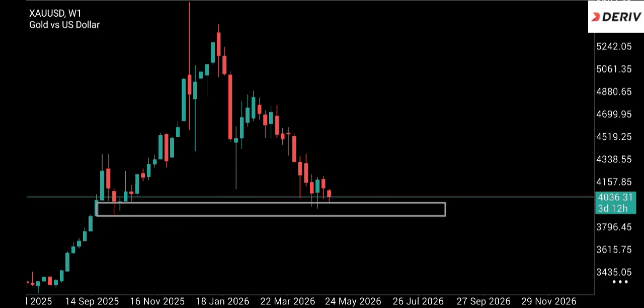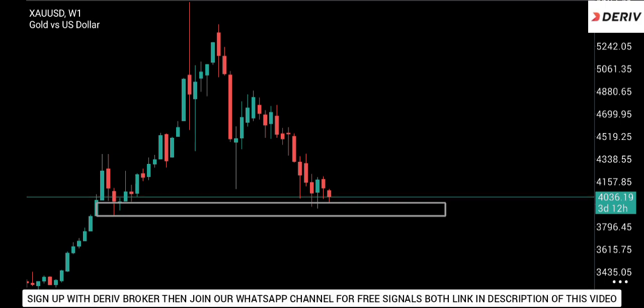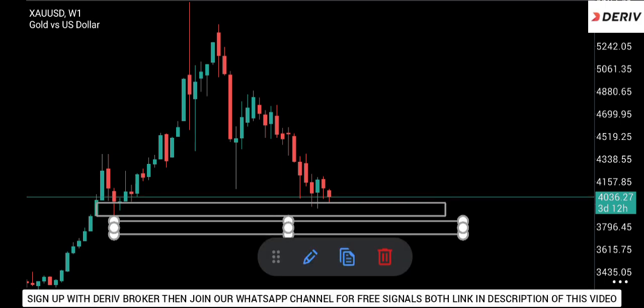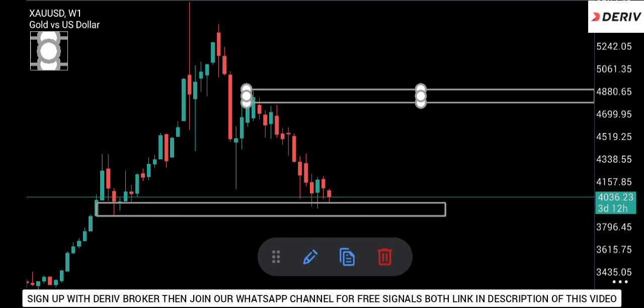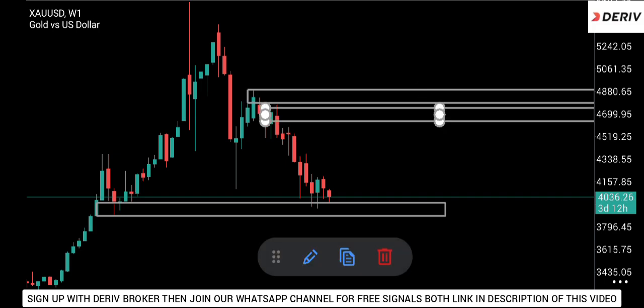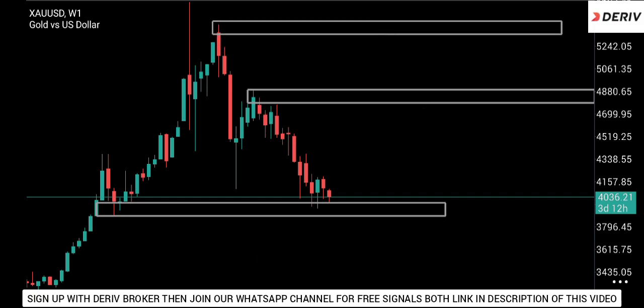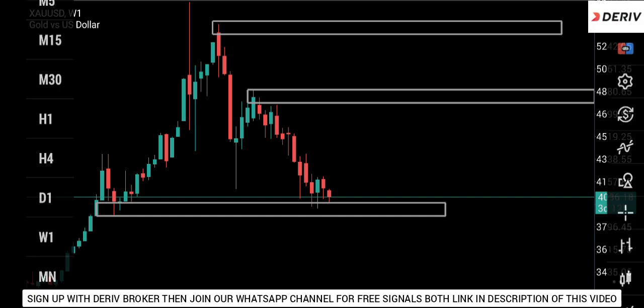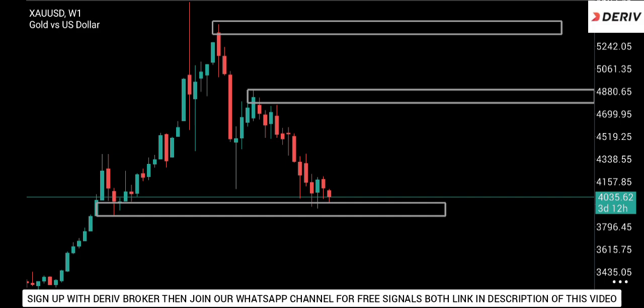Now that we've marked this area, let's mark our resistance. We have a resistance here, we have a resistance here, and also a resistance here. These are just areas of sensitivity. Nothing much that we can say, but according to the way the price has been behaving when it comes to this area, it has been pushing up. So we are still expecting even now that gold will push towards the upside.